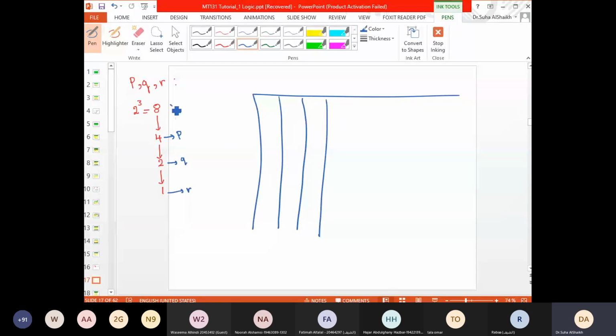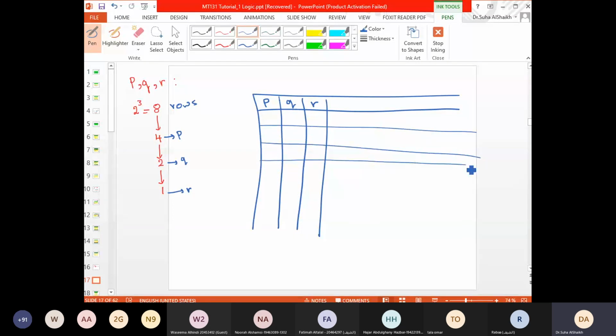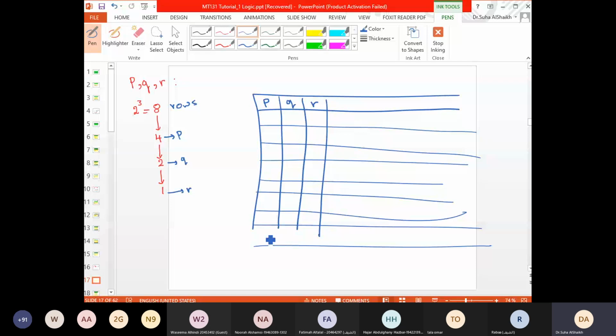عرفت إن التيبل راح يكون فيها 8 rows. هنا P هنا Q وهنا ال R. 1 2 3 4 5 6 7 and 8. صار 8 صح؟ 1 2 3 4 5 6 7 and 8. We start putting things now. اتفقنا. ال P تشيل 4.